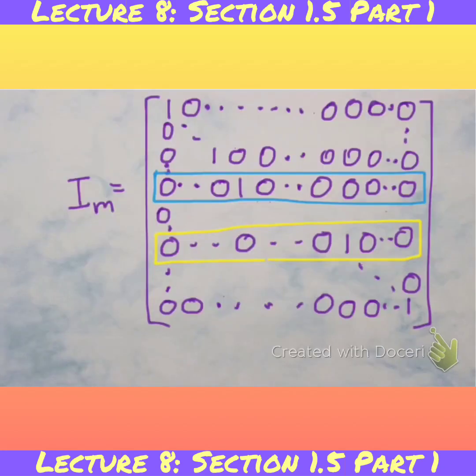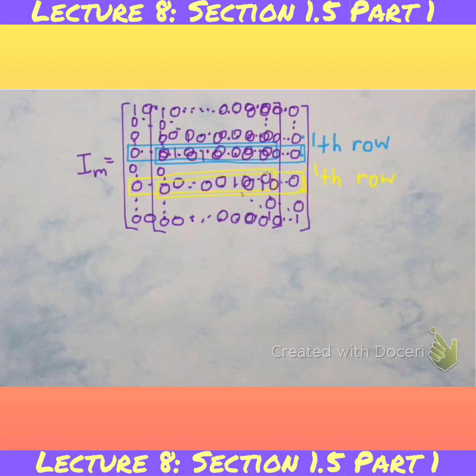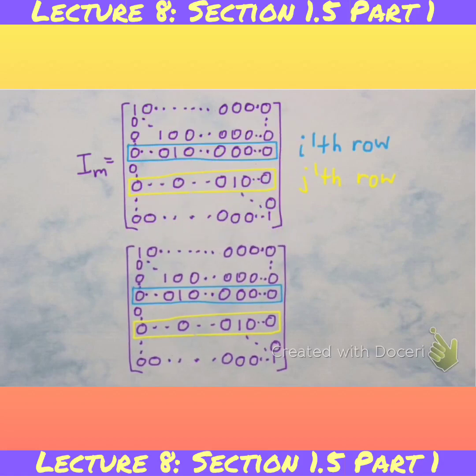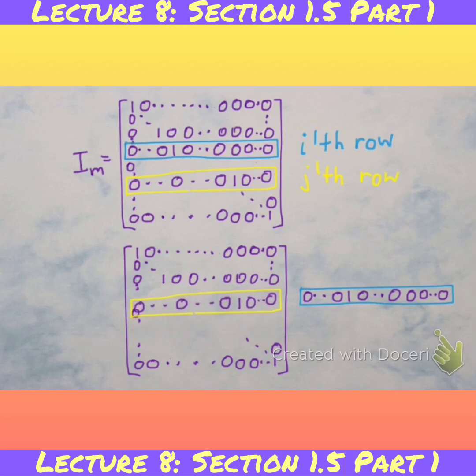Okay, let's look at the n by n identity matrix. The blue is the ith row and the yellow is the jth row. What I'm going to do is construct an elementary matrix from this identity matrix. And how I'm going to do it is I'm going to interchange the ith row of the identity matrix with the jth row. So I'm going to take the ith row of this identity matrix and interchange it with the jth row.